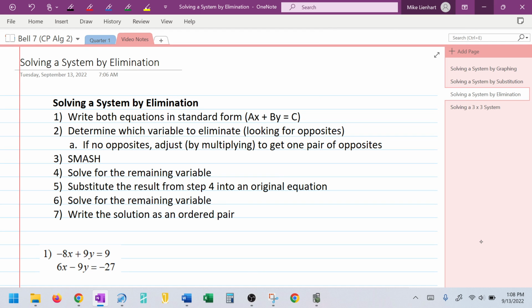This video is for solving a system using a technique known as elimination. Now, elimination is a word. If you think about it, eliminate means to get rid of something. And that's exactly what we do in this method.